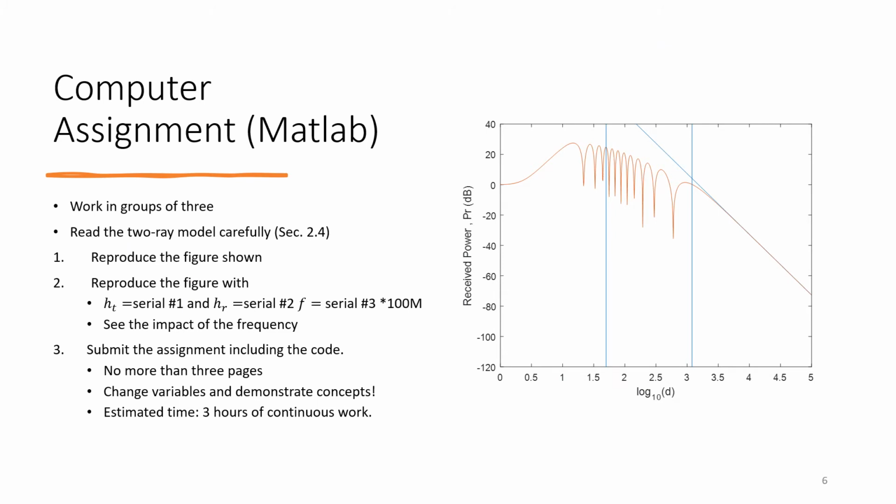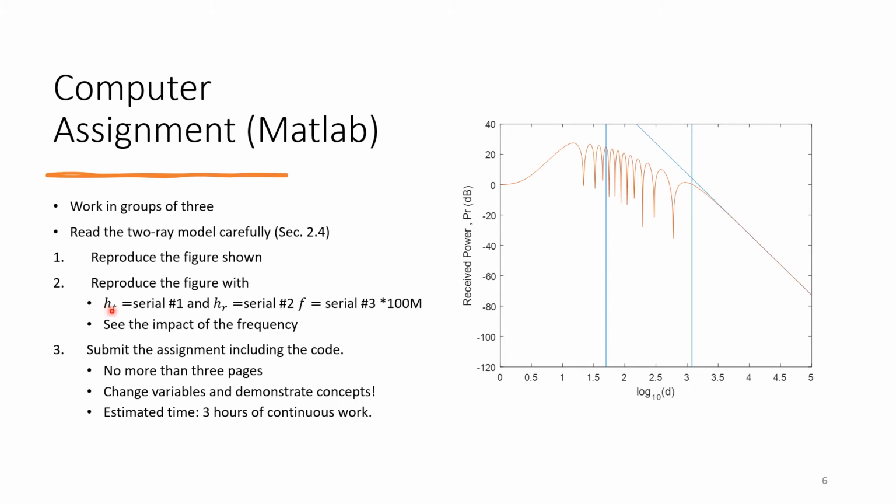Okay, so to understand this more, as I said, we will give you a computer assignment, and I think it's fun to experiment with. Work in groups of 3. The assignment will be officially posted. Read the two-ray model, section 2.4, as I just mentioned, in Andrea Goldsmith's 2020 draft. Produce the figure shown. Your job, of course, is to make some assumptions regarding the height, the distance, and so on. And then I'd like you to have differences between you.